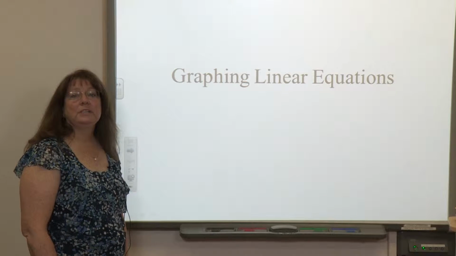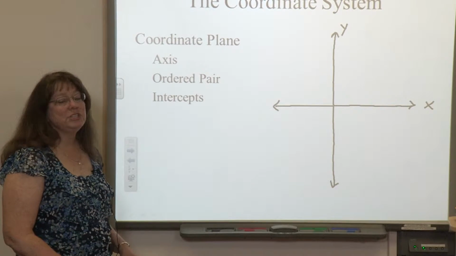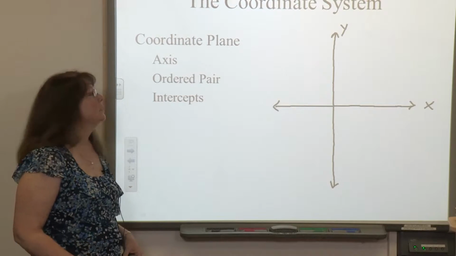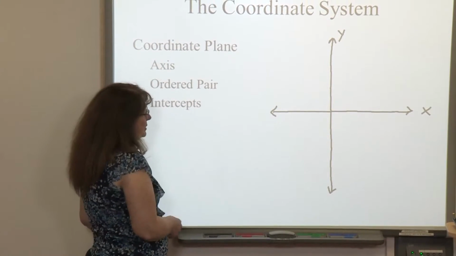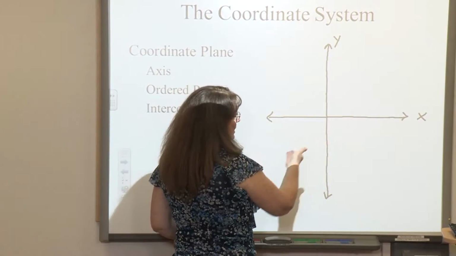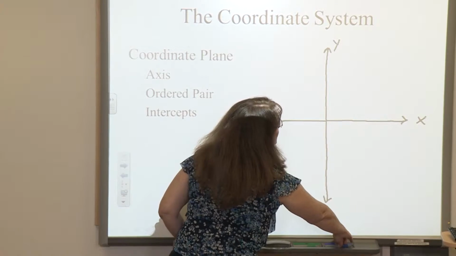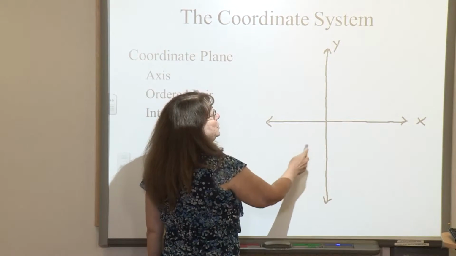For this video, we're going to take a look at how to graph linear equations. One of the first things you need to do is set up a coordinate system and be familiar with how that works. So what we have first is called the coordinate plane. You have two axes. You have a horizontal one, which is the x-axis, and the vertical one, which is the y-axis. And you'll notice this actually divides the plane up into four different quadrants, 1, 2, 3, and 4.